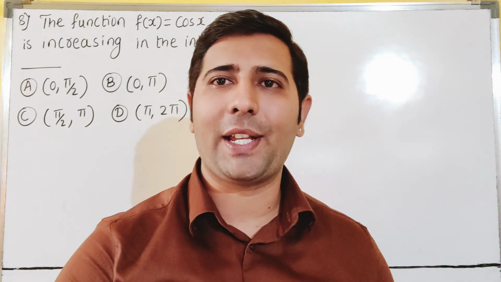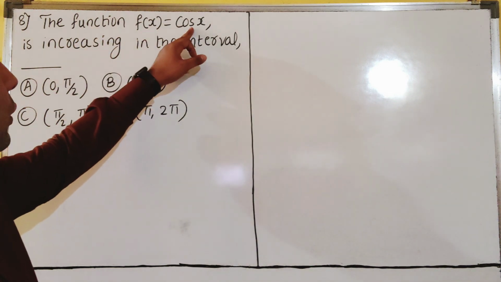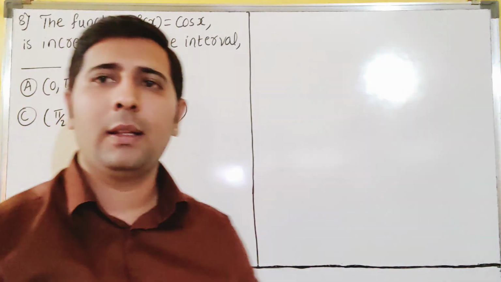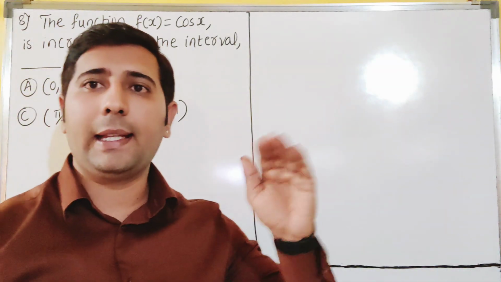Let us see the next question, dear students. Question number 8. The function f of x is equal to cos x is increasing in the interval dash. So in which interval is f of x equal to cos x increasing?